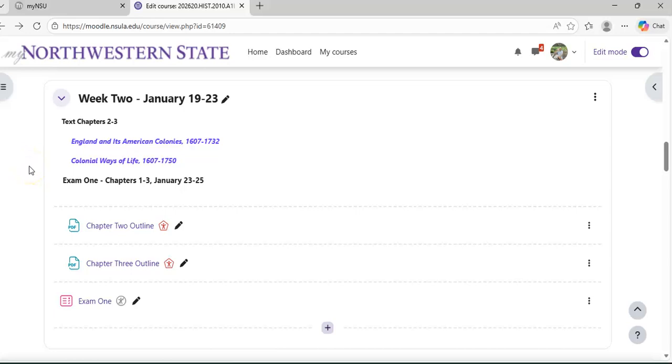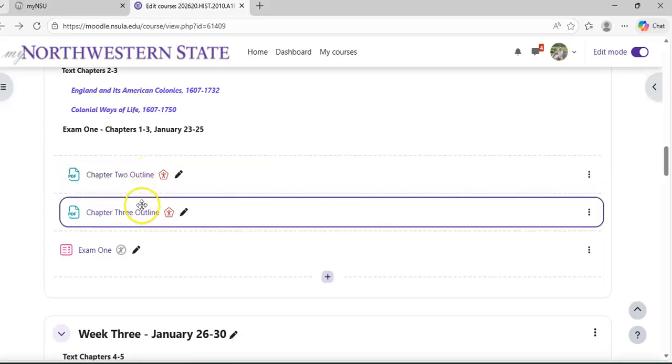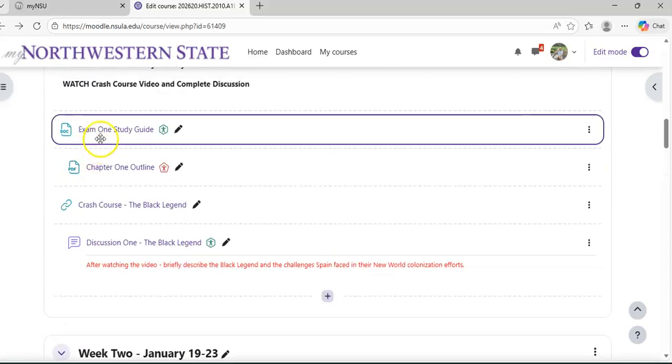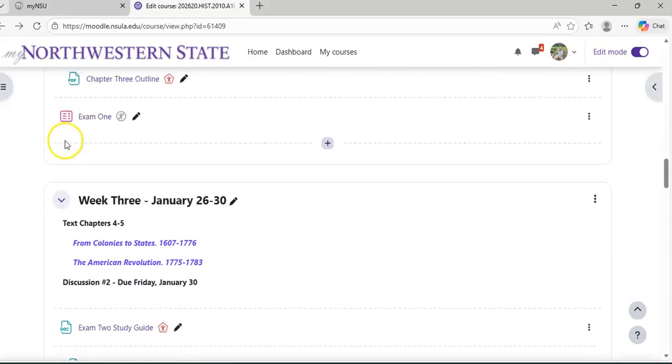Week 2, no discussion, but once again, like the syllabus is going to tell you what you got to do. You got to do 2 more chapters of the reading. You've got the major topics that are covered on chapters 2 and 3, and then you've got the exam. So here's a couple more chapter outlines from the textbook. You already have the study guide from the previous week. Find that right up there.